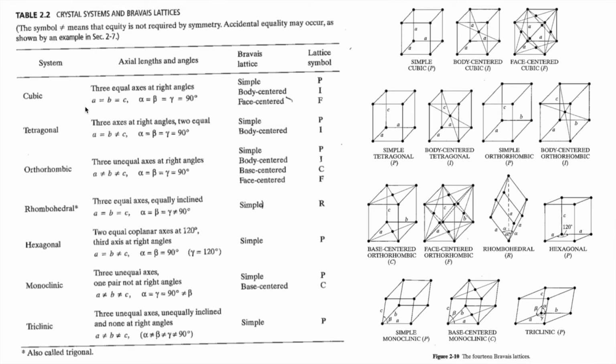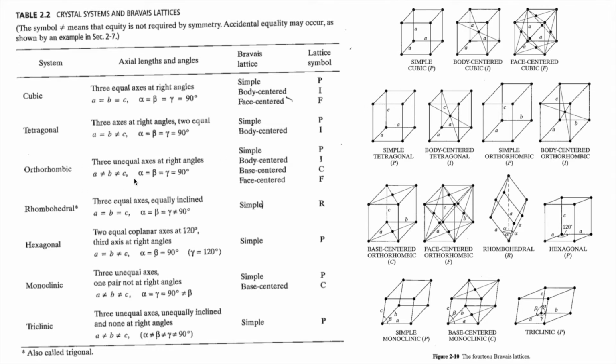So cubic has, again, the vectors A, B, and C. The lengths of those vectors are all the same, and then the angles between each of those vectors is 90. And so we get a cubic shape like you see over here. Tetragonal is the case where we have A and B, the lengths are the same, but the C vector is longer or shorter. It's not the same, but all the angles are still 90. And so that's tetragonal over here.